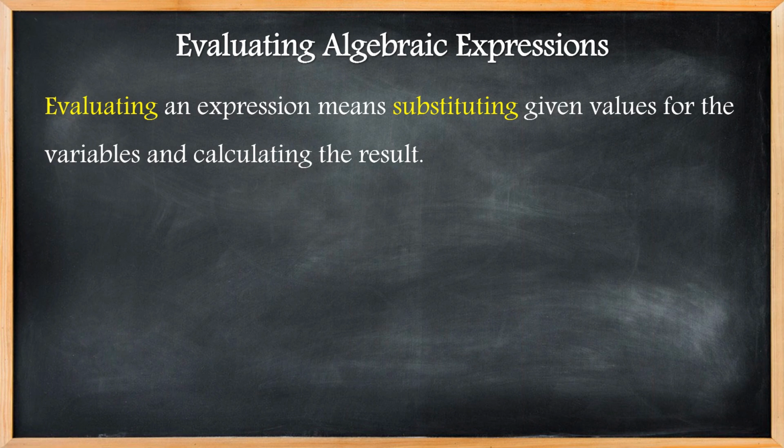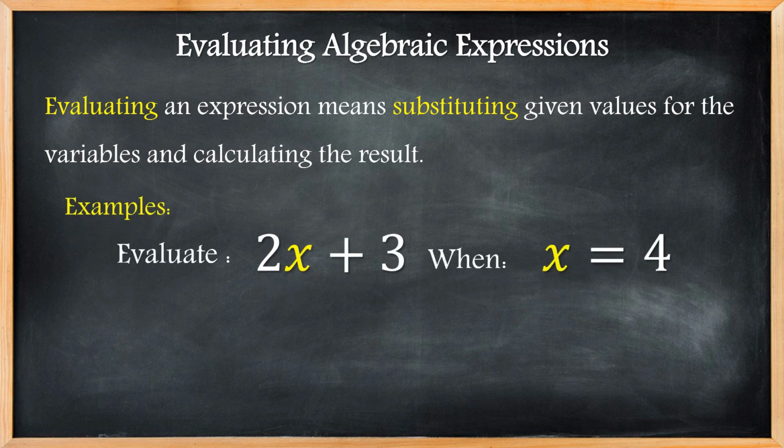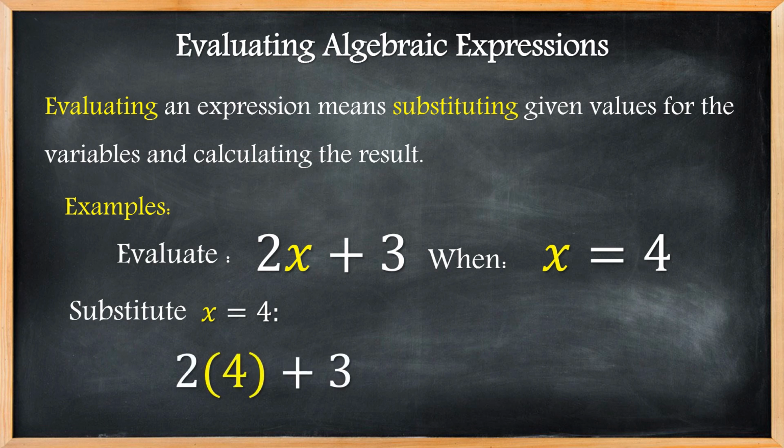Evaluating algebraic expressions. The first concept we need to understand is that algebraic expressions contain variables, and to evaluate them, we substitute specific values for these variables. For example, let's evaluate the expression 2 times x plus 3 when x equals 4. We substitute x with 4, so the expression becomes 2 times 4 plus 3.